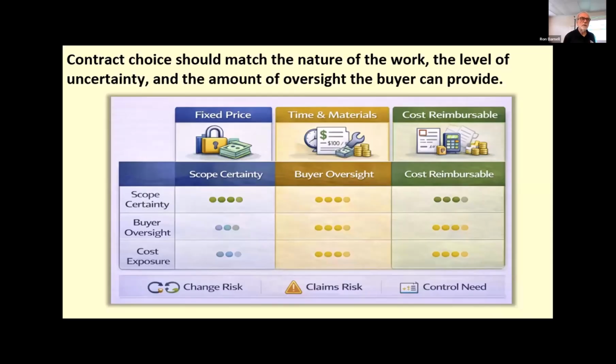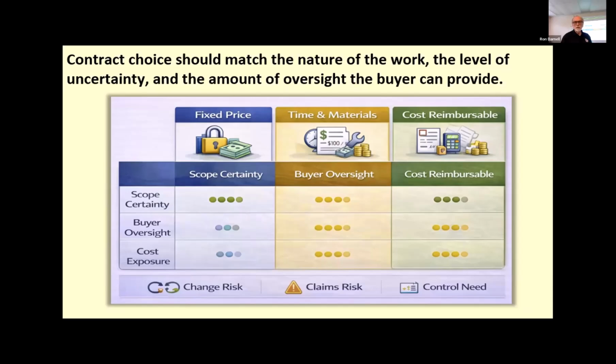Contract type should fit the work. The goal is not to memorize the one best contract type, but to understand that different contract structures perform better under different project conditions. Fixed price contracts are usually the strongest when the scope is stable, deliverables are clearly defined, and the seller can price the work with reasonable confidence.